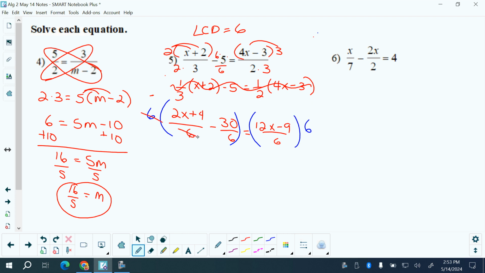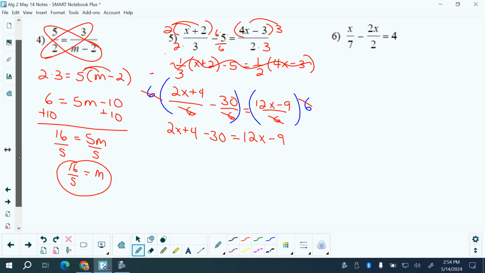So the 6's cancel. And we get 2x plus 4 minus 30 equals 12x minus 9. What do we do next? We have like terms. We have the 4 and the negative 30. They add up to, what's 4 minus 30? Negative 26.